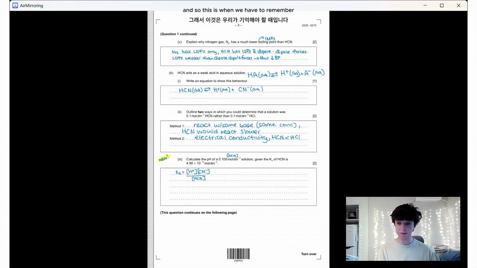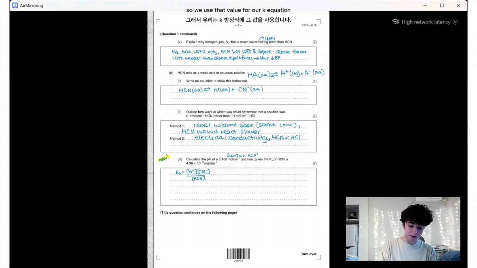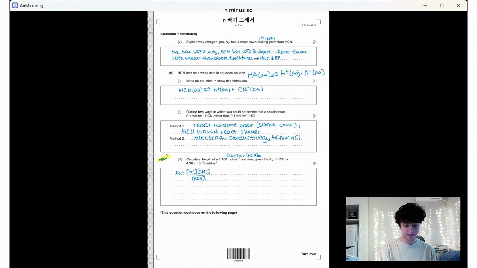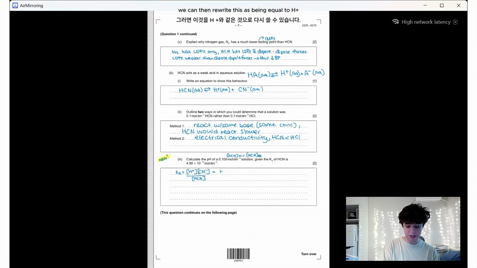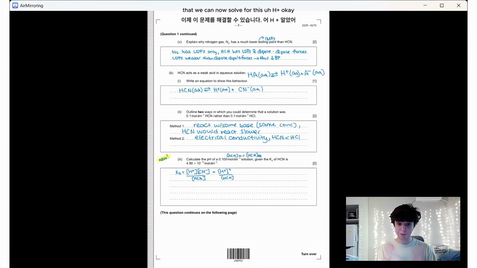And so this is when we have to remember the two big assumptions that we make whenever we're doing these weak acid slash base calculations. We always assume that the concentration of HCN initially is the same at equilibrium, so we use that value for our K equation. The other assumption is that the concentration of H plus is the same as the concentration of CN minus. So we can rewrite this as equal to H plus squared over HCN.